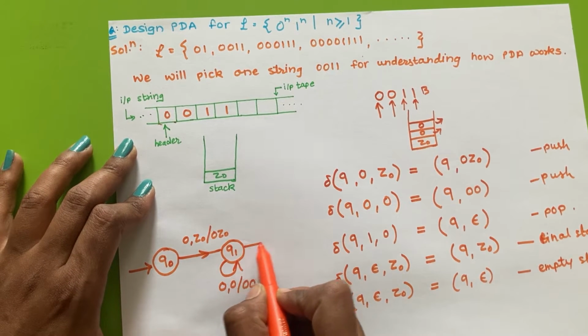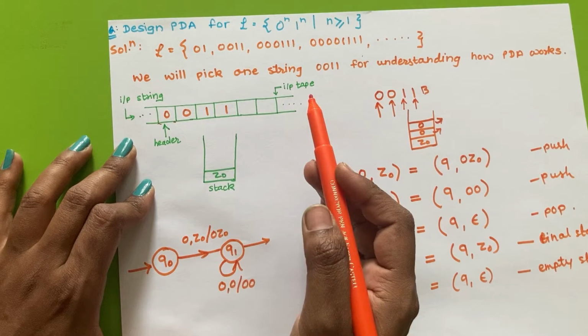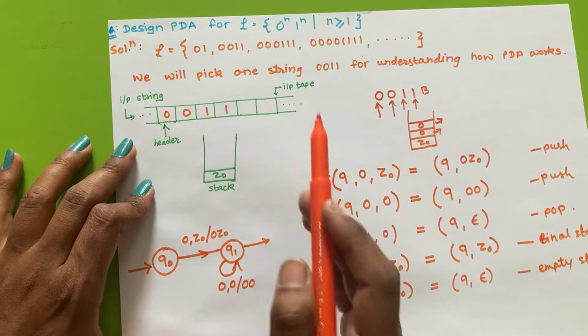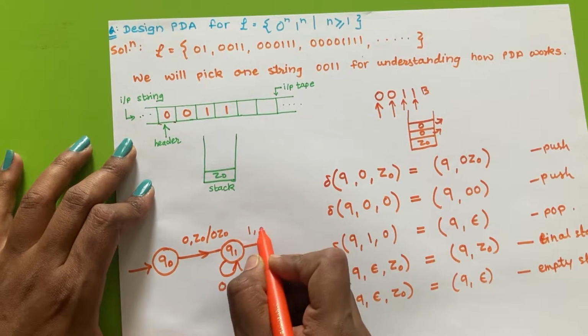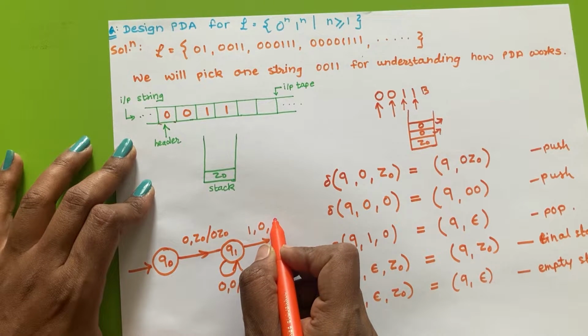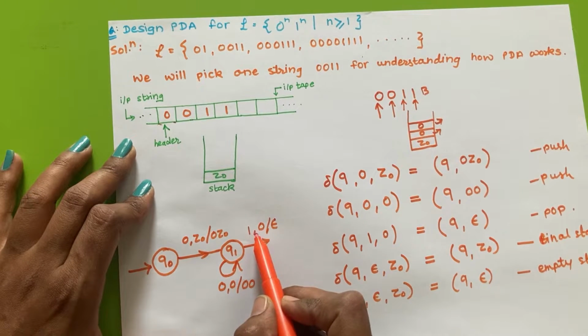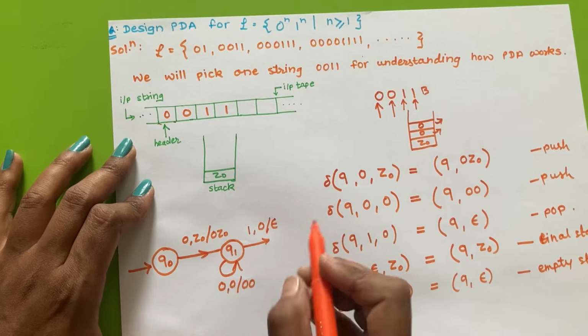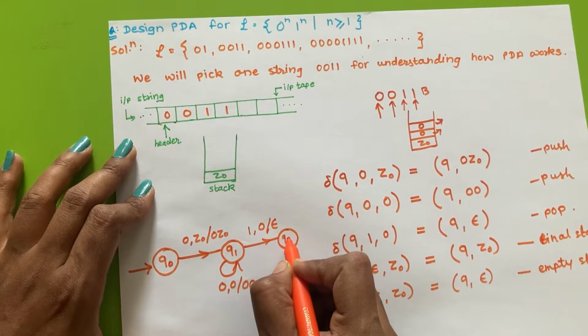When we have finished all the zeros from the input tape, after the zeros we have ones. When we read input symbol 1 and the top of stack is 0, only then do we perform a pop operation, and that will be represented as 1, 0 oblique empty. Now we will move to state Q2.